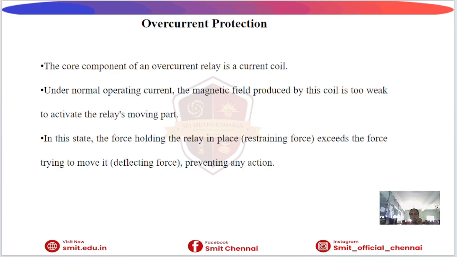Then, overcurrent protection. This protection works when the current exceeds the limit. It uses an overcurrent relay with a current coil. Normal current will not operate the relay. A high fault current activates it and sends a signal to the trip circuit. The circuit breaker disconnects the circuit. So we have to protect it.